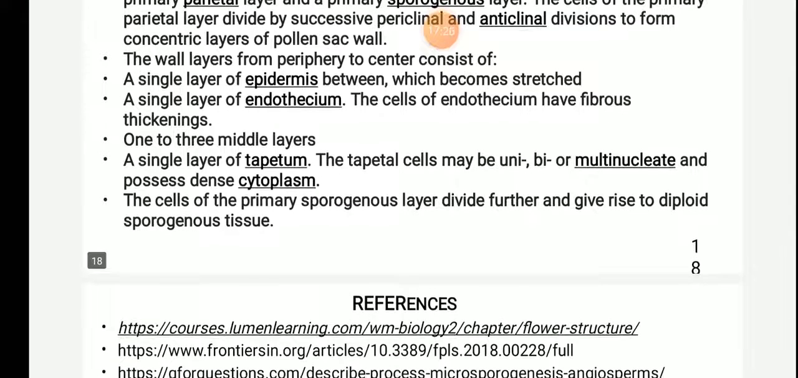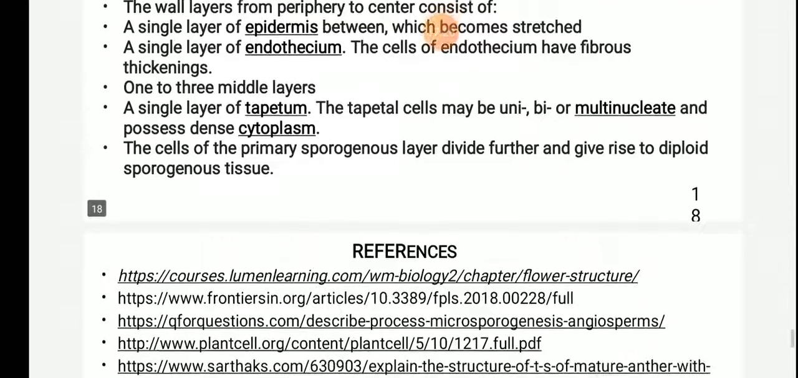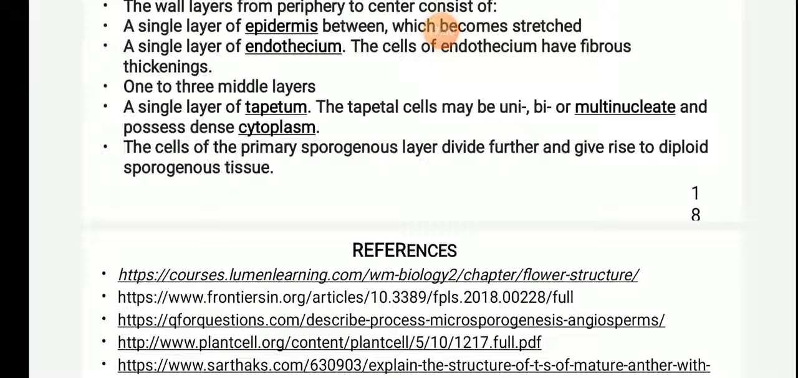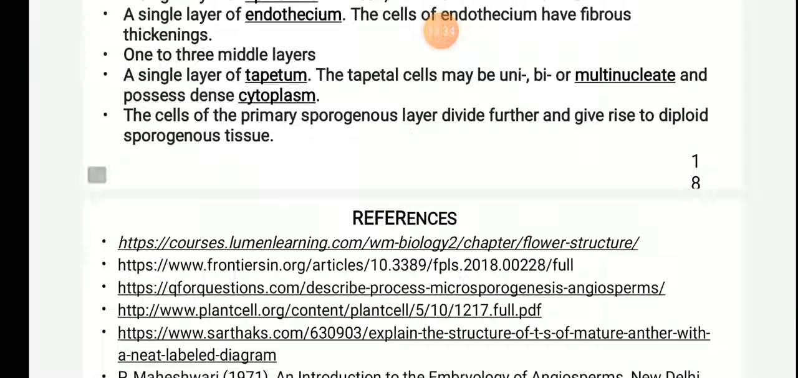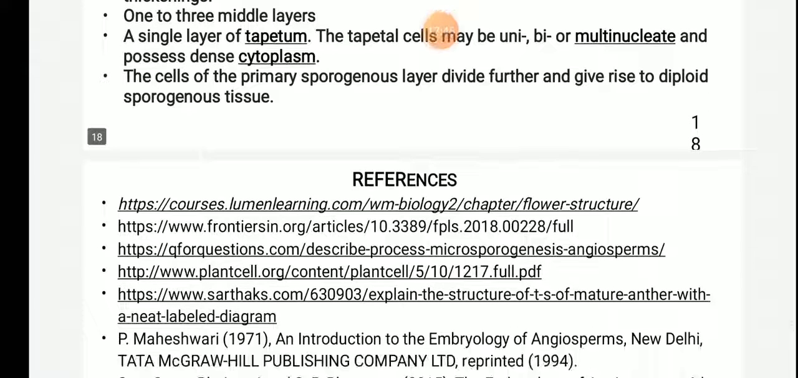anther, a single layer of endothecium. The cells of the endothecium have fibrous thickenings, then 1 to 3 middle layers, and a single layer of tapetum. The tapetal cells may be uni, bi or multinucleate and possess dense cytoplasm. The cells of the primary sporogenous layer divide further and give rise to the diploid sporogenous tissue, which again undergoes meiotic division to form the pollen grains.